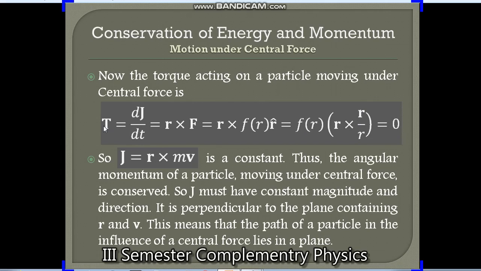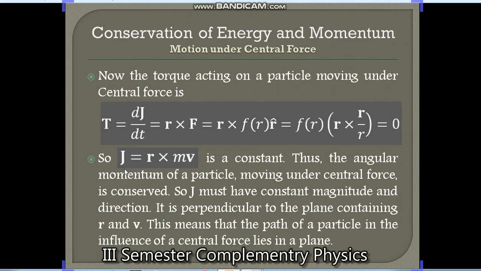So the important property of central force is that the torque acting on a particle moving under the influence of a central force is equal to 0. If torque is equal to 0, then the angular momentum J, equal to r cross mv, will be a constant. So this is an important property of the central force. Angular momentum of a particle moving under the influence of central force is conserved.